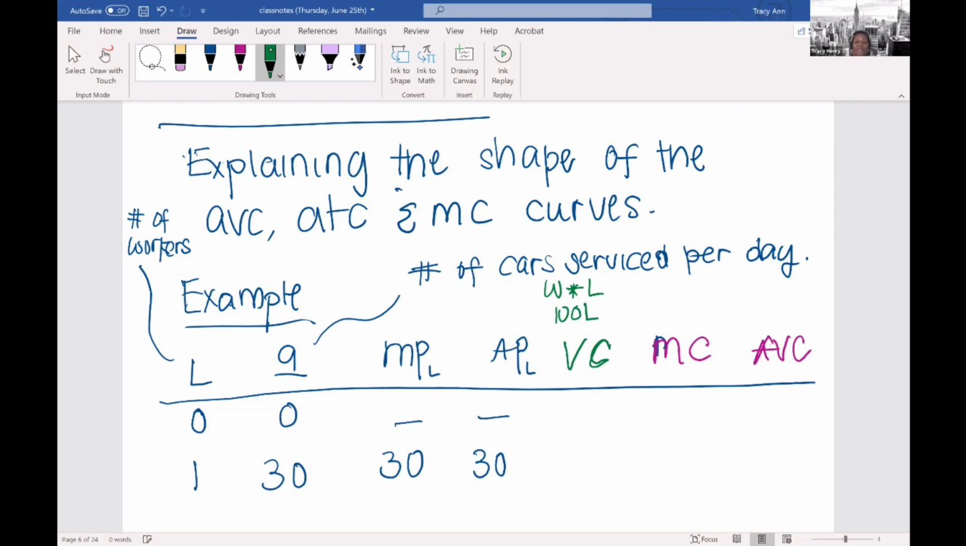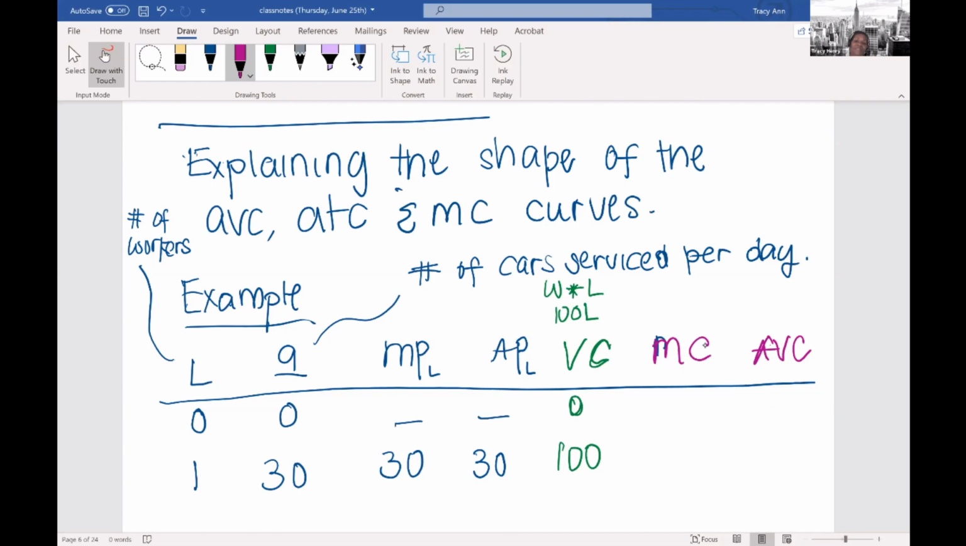So that is my variable cost. When I hire one person, I'm actually spending $100. When I hire no one, I'm spending $0. And my marginal cost, as you would imagine, is going to be the change in my total cost divided by the change in quantity.